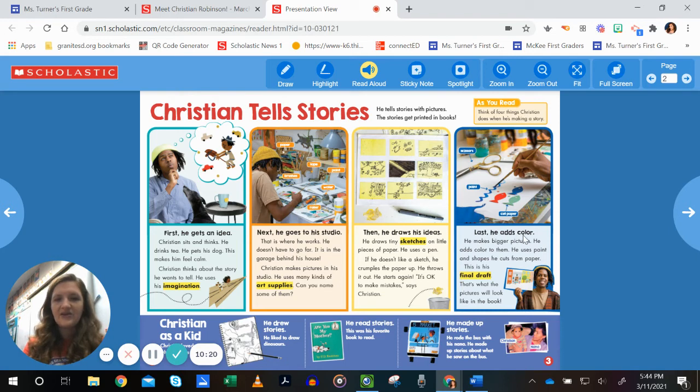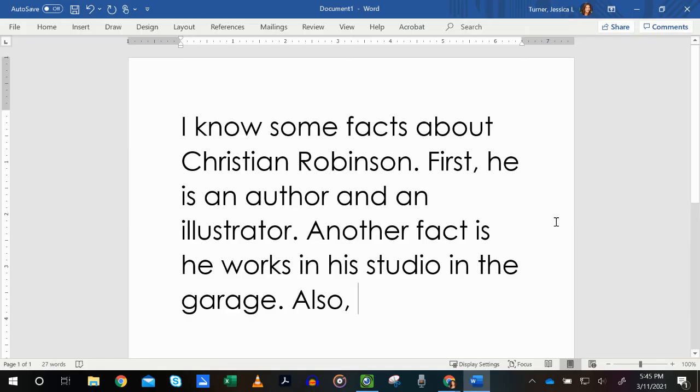Last, he adds color. He makes bigger pictures. He adds color to them. He uses paint and shapes he cut from paper. This is his final draft. That's what the pictures will look like in the book. I like that he uses paint and paper to make his pictures. Up here, we have scissors, paint, and cut up paper. That's really interesting. He doesn't just draw the pictures. He's using different tools. I think we should write that down.